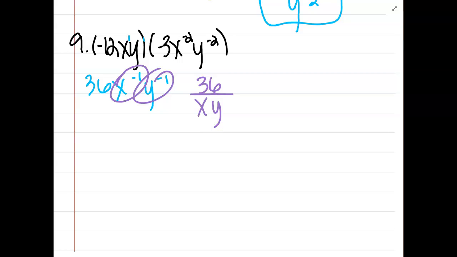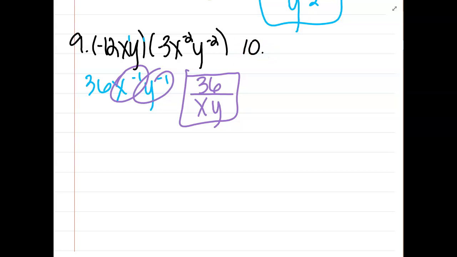Now when you do that, the negative 1 becomes a positive 1. You can absolutely write x to the 1st, y to the 1st, but you don't have to. And most of the time, if you're checking your answers, most places will not write the ones, but you definitely can. If you write the positive ones, I would not take off points for that.